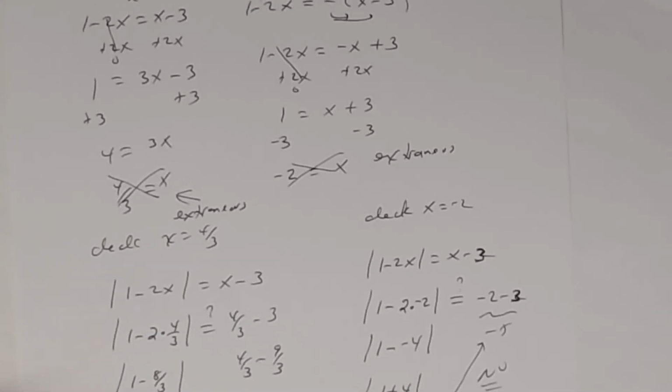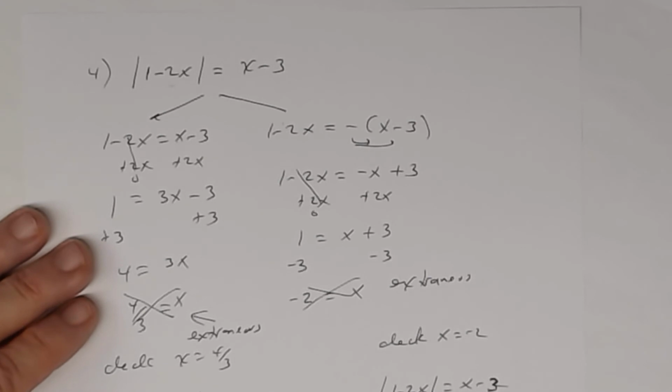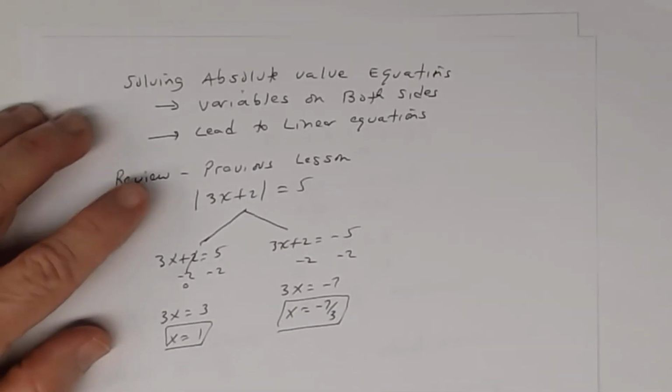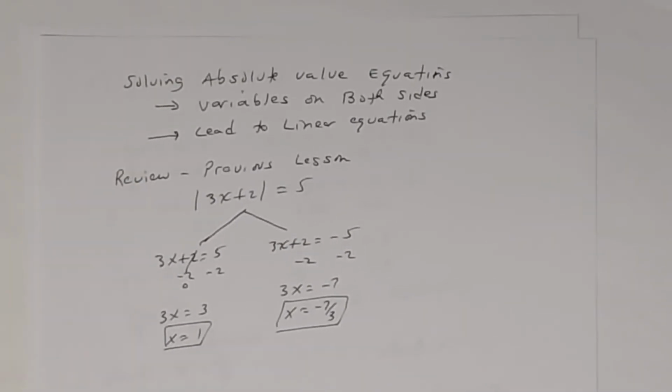So that's how you're going to solve an absolute value equation where there are variables on both sides. It is very similar. The idea is the same as what you did in a previous lesson. Okay? All right, so that is it.